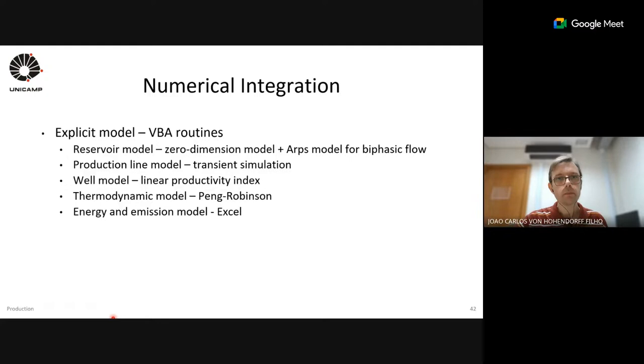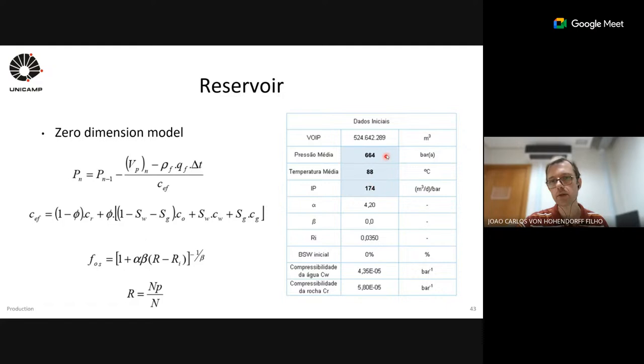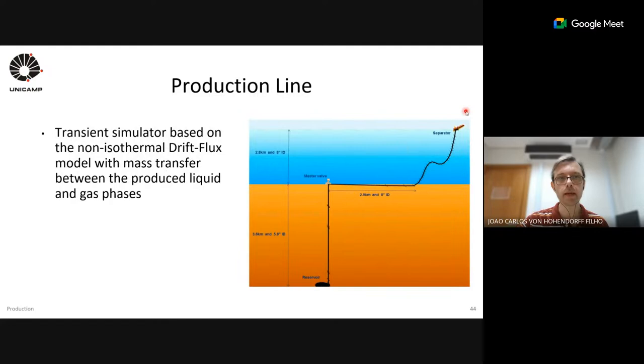It's the same reservoir, I just change the pressure, because this reservoir has a lower pressure, but it has a higher productivity index from this study. Okay, this is the transient simulator based on the non-isothermal drift flux model. It's a bit more sophisticated.